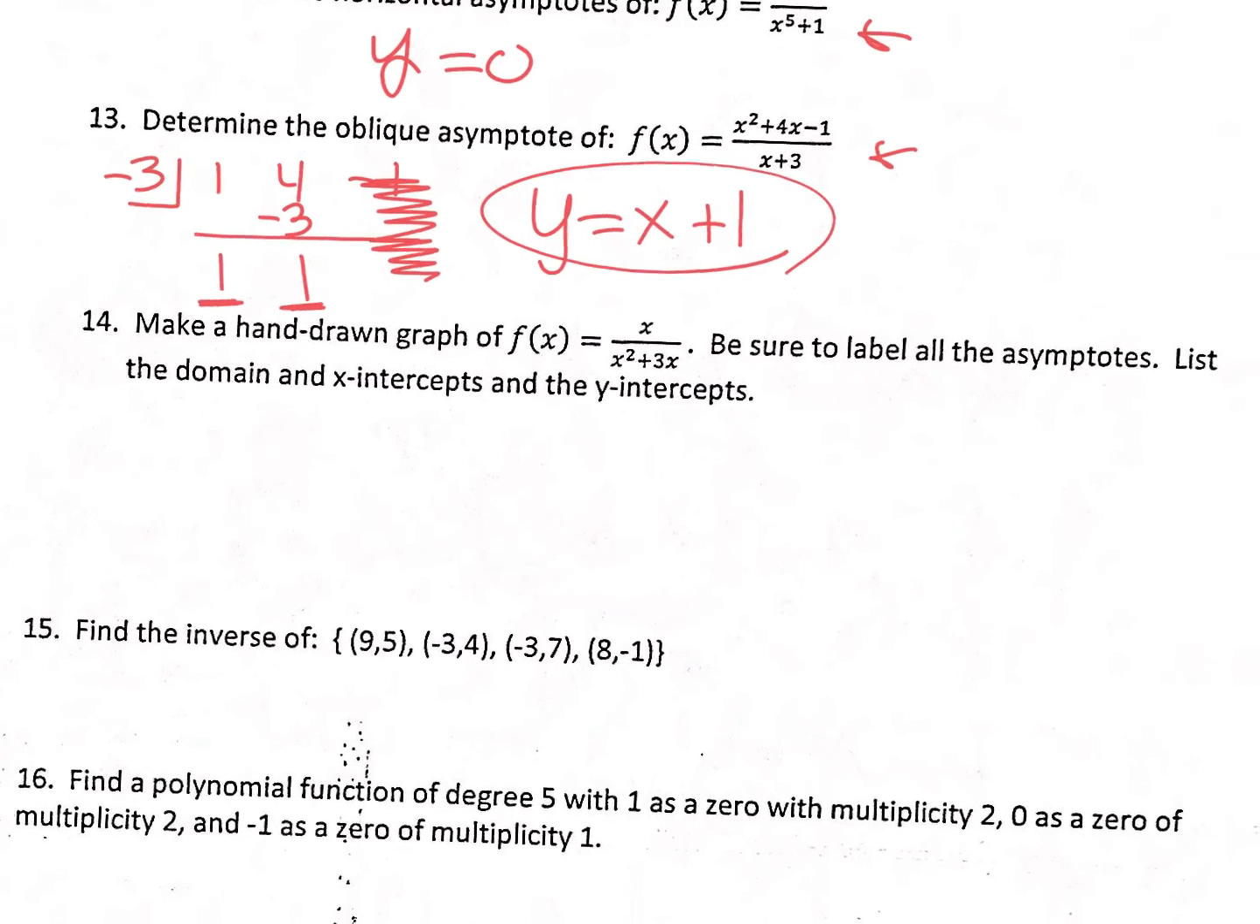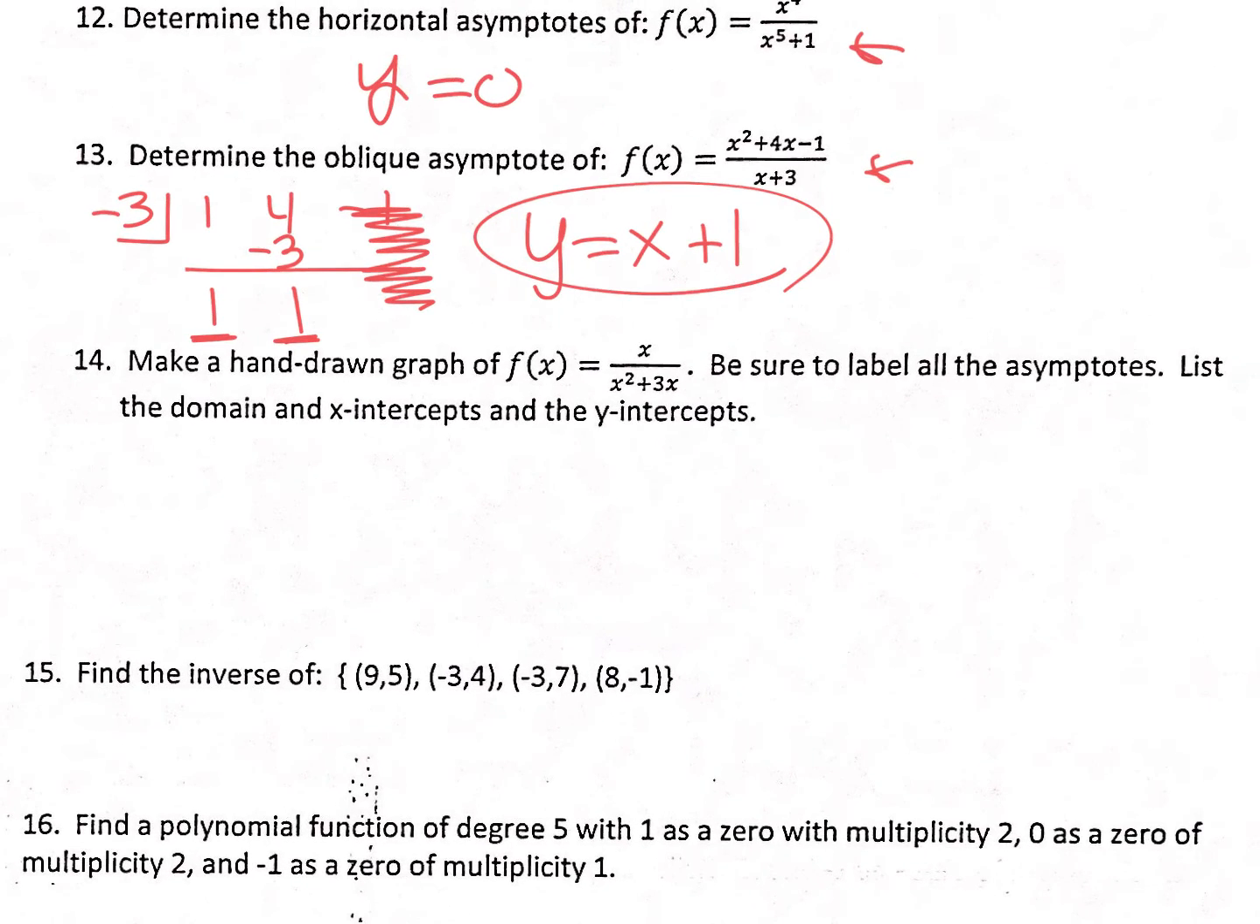Number 14, make a hand-drawn graph of that right there. Be sure to label the asymptotes, list the domain, x-intercepts. So you got to do a whole bunch of stuff. Okay, so first thing I'm going to do is I'm going to take that function and I'm going to factor what I can. So I get this. I get x over x plus 3.